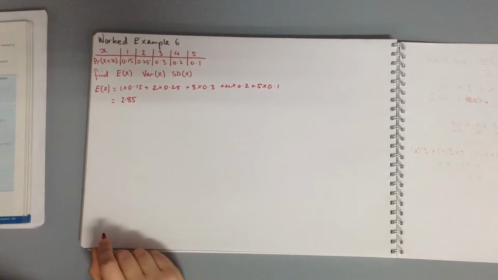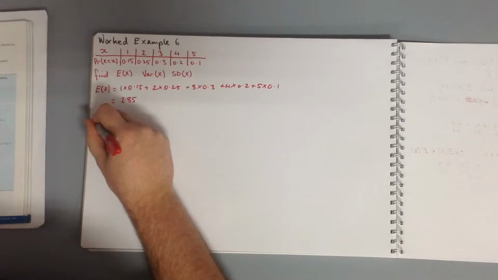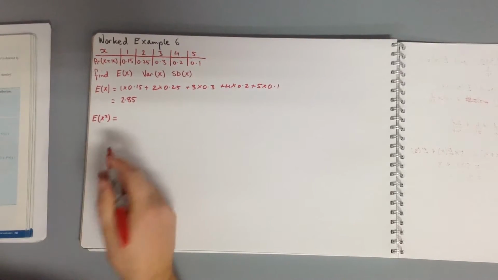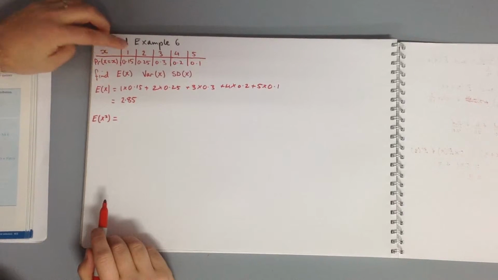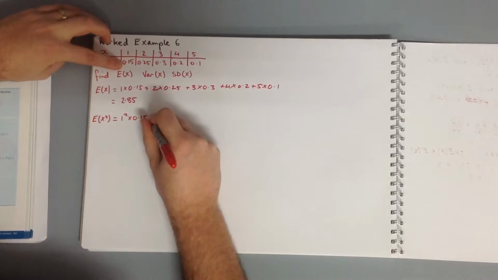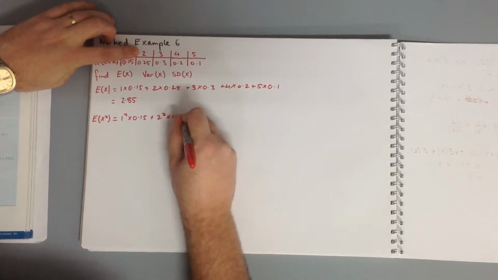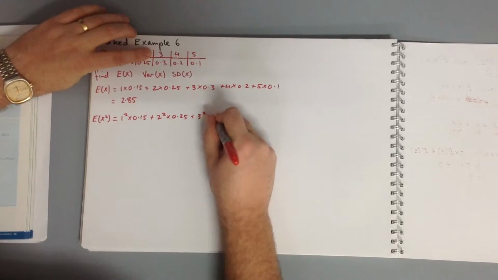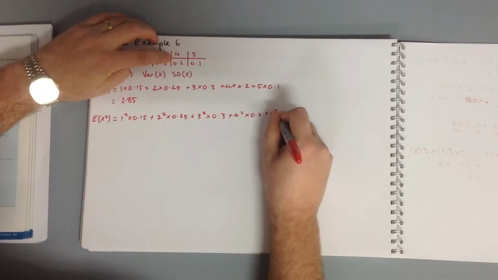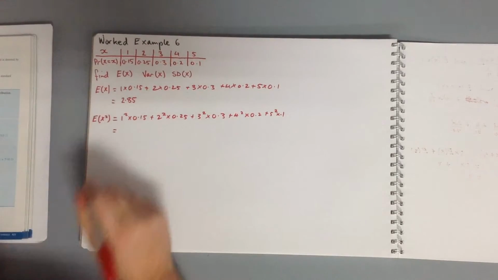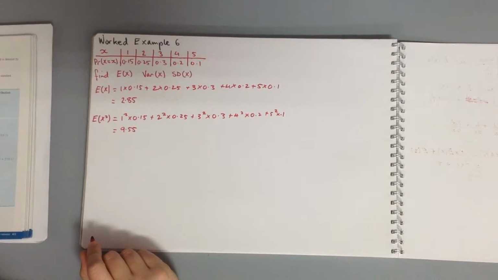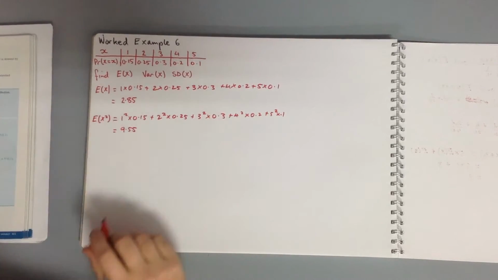Okay, the next part we need to do is find E of X squared, because we need that to find our variance. This time what we do is square our X values before multiplying them by our probability. So we've got 1 squared times 0.15 plus 2 squared times 0.25 plus 3 squared times 0.3 plus 4 squared times 0.2 plus 5 squared times 0.1. When we do that, running through the arithmetic, which isn't too complicated, we find that we get 9.55.